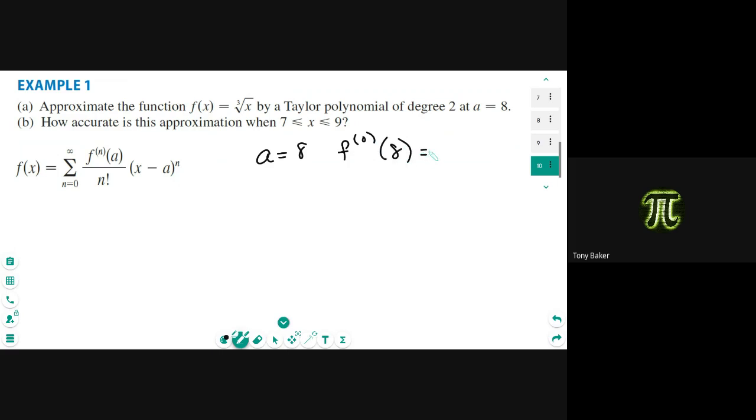So f of 8, the no-derivative term, is basically just f of 8. So it's the cube root of 8, which is what? 2.